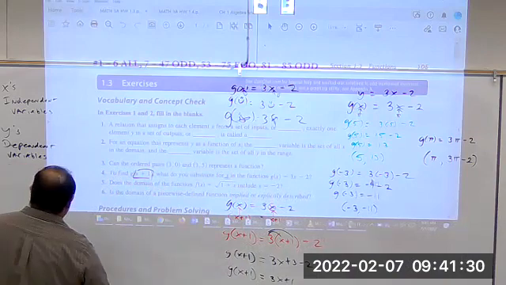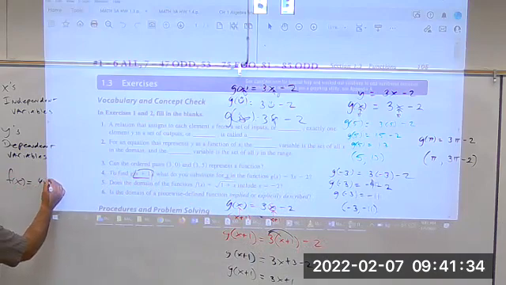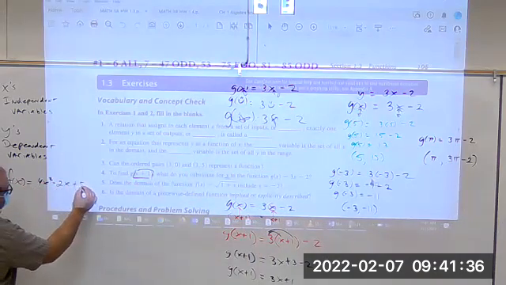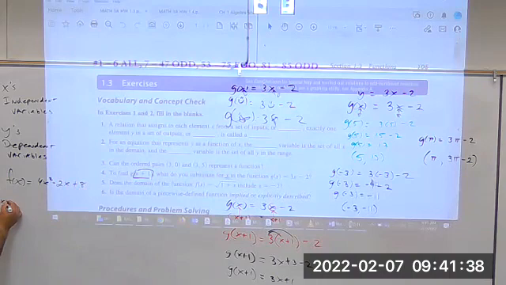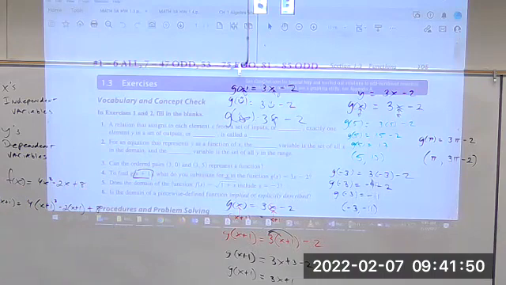So if f of x equaled 4x squared minus 2x plus 8, then f of x plus 1 would be 4 parentheses x plus 1 squared minus 2 times x plus 1, and then a plus 8. Because each of these x's are now x plus ones instead.